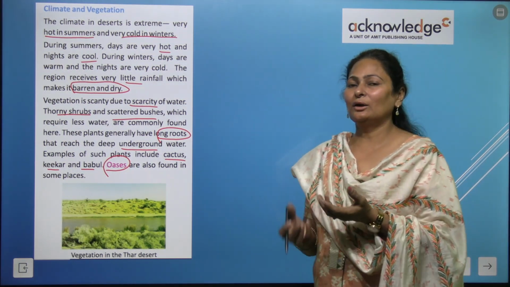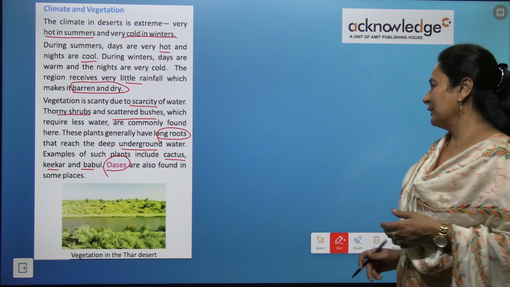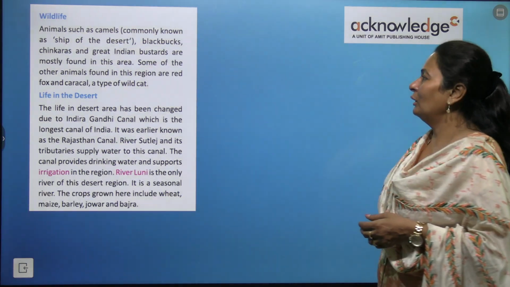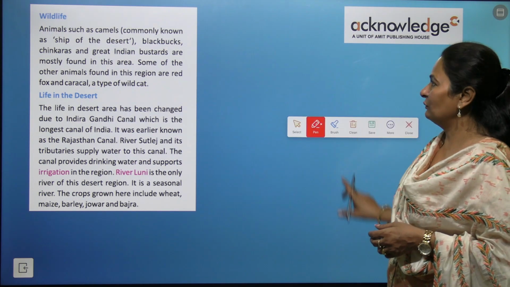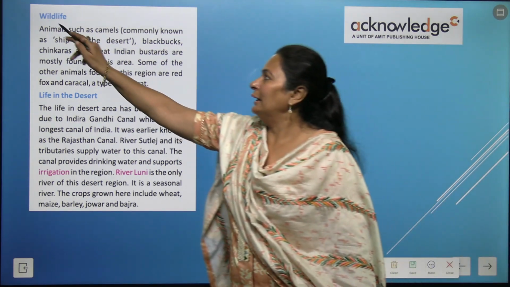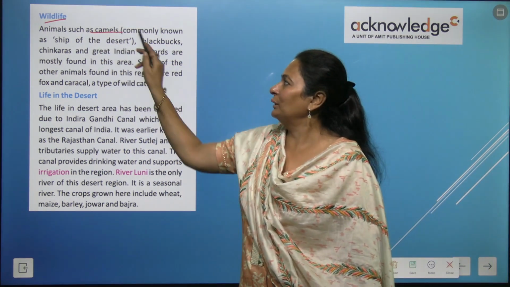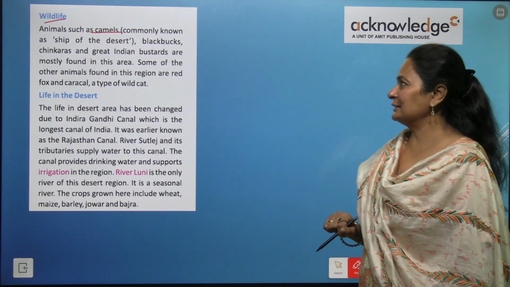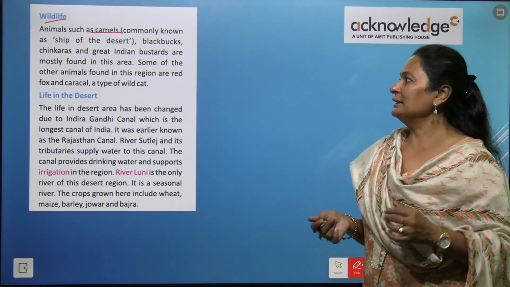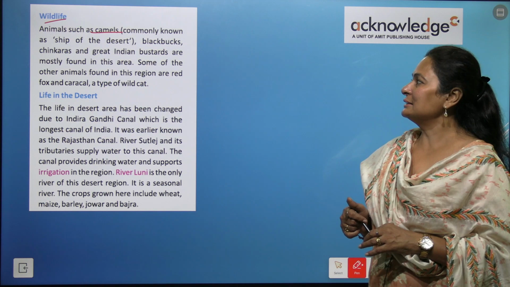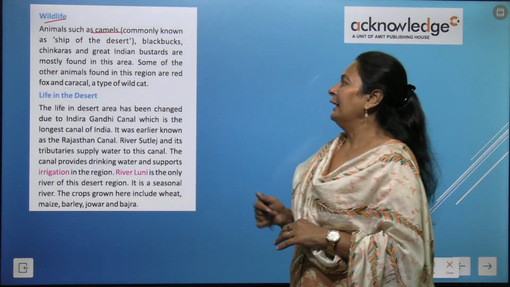So the underground water which comes out is called oases. Oases are also found in some places in the desert region. Now, wildlife animals such as camel, commonly known as the ship of the desert, and animals like blackbucks, chinkaras, and Indian bustards are mostly found in this area.